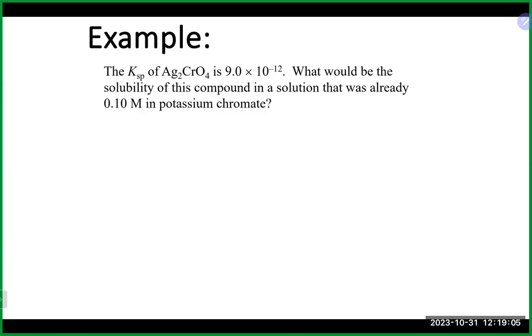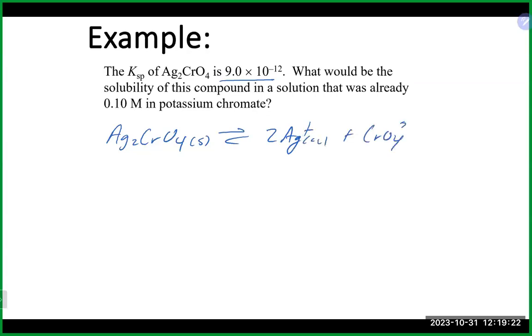Okay, let's take a look. So once again, we're given the KSP. We're going to start with our equation here. Silver chromate is going to break apart into a couple silver ions and a chromate. Our KSP here would be our silver concentration. Once again, we do need to square it because of the 2 times our chromate there. And that's going to equal our 9 times 10 to the -12.